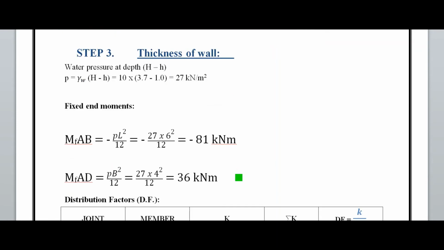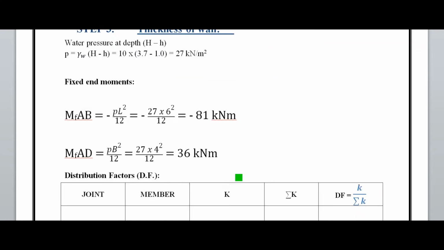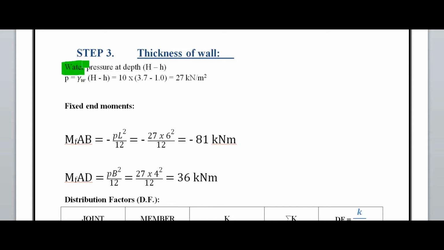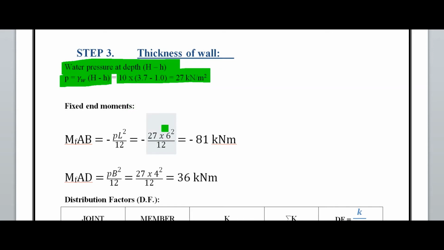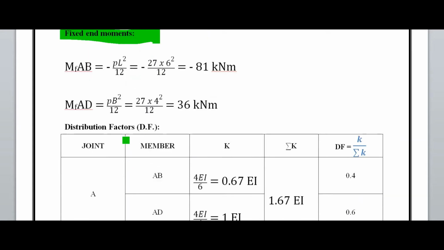Now we have to find out the thickness of the wall. We will find the thickness of the wall by the water pressure at depth capital H minus small h. So P is equal to gamma W into capital H minus small h. So the pressure at the depth is 27 kilonewton per meter square. Now we have to design this as a continuous frame, so we have to find the fixed end moment and use the moment distribution method.